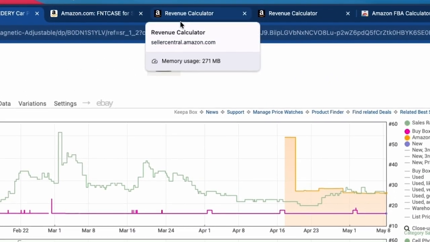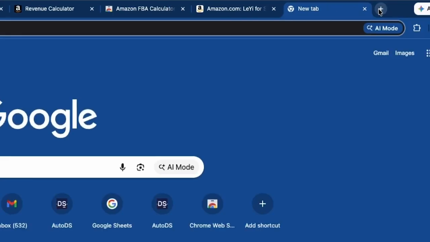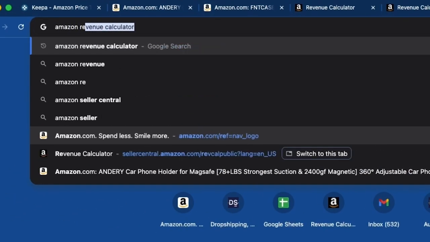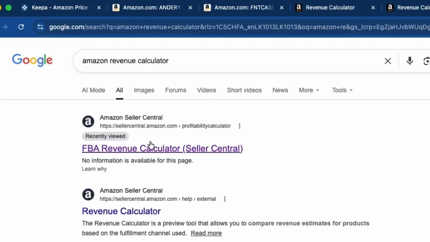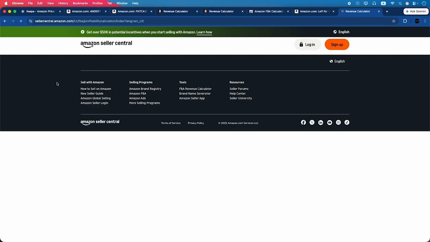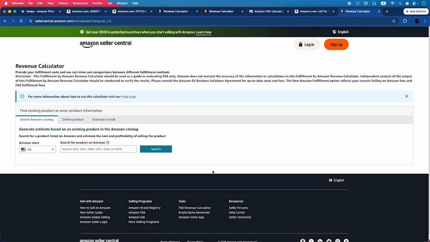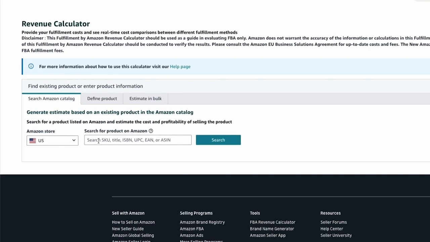Now we have two options for this. We can either use Amazon's free calculator, or we can use another tool like the AMZ Scout Chrome extension. So for this example, I'm going to show you the Amazon free revenue calculator. It's really easy. You can Google it. Just Google search for Amazon revenue calculator. It should pop up. Then click on the FBA revenue calculator and continue as guest unless you're signed in.